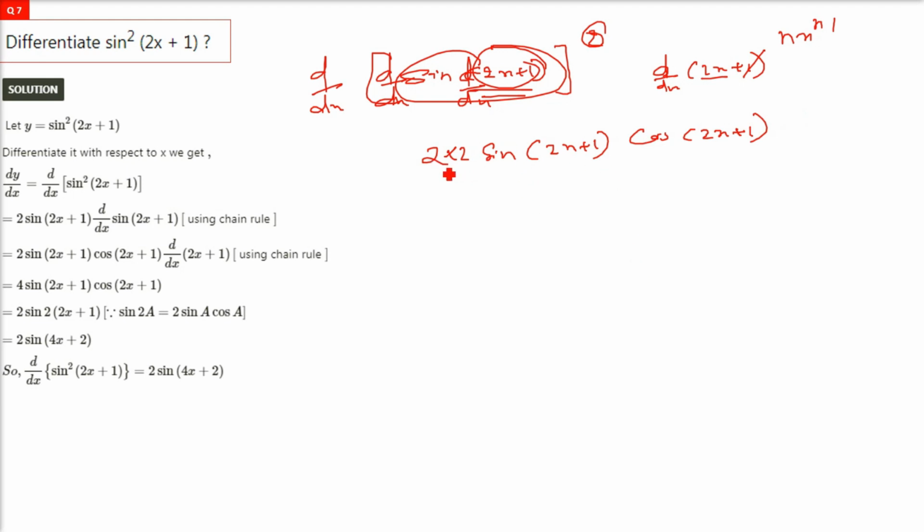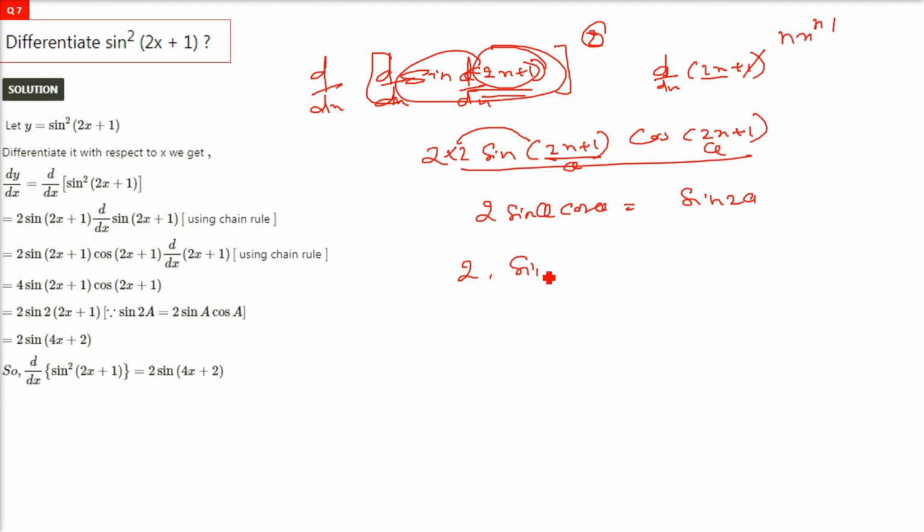Okay. Now there is one more thing. You will not stop here, because if this differentiation points to some standard result, you will use that result, because sine 2 theta is 2 sine theta cos theta, which you see here also. So this 2 sine theta cos theta will be sine 2 theta. We have employed one 2, so only one 2 will be remaining. So it is 2 sine of 4x plus 2.